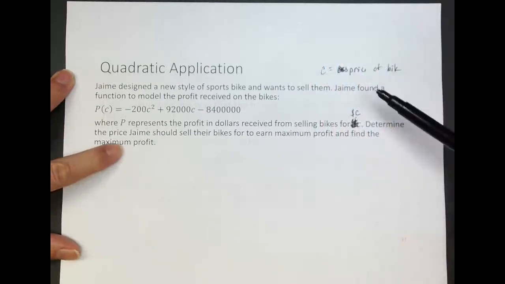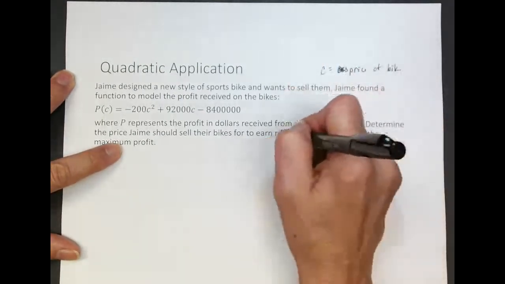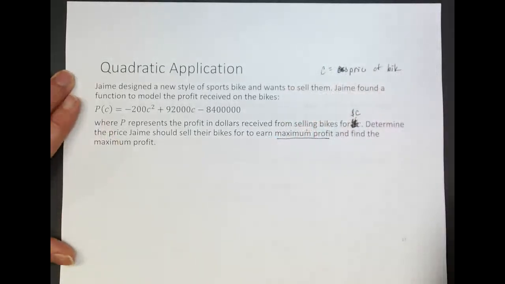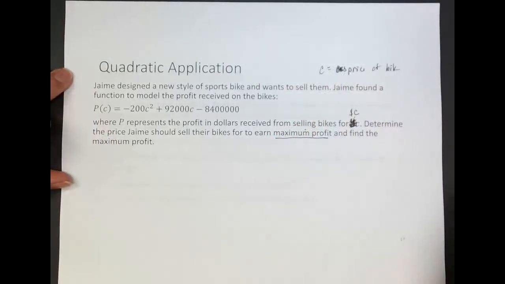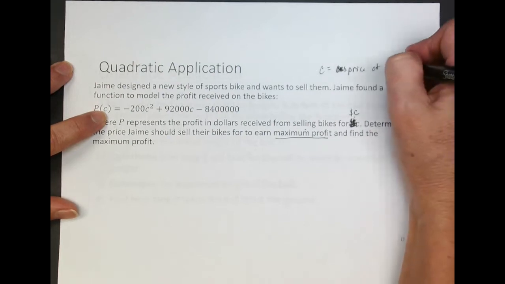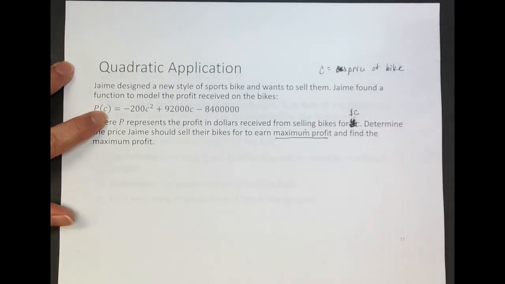All right, determine the price that Jamie should sell these bikes for to earn maximum profit, and then find what that maximum profit is. All right. Okay, so P of C, this is profit as a function of C, where C is the price that we sell the bike for. From the person buying it, it's the cost of the bike, right?